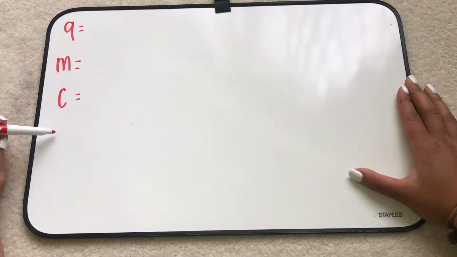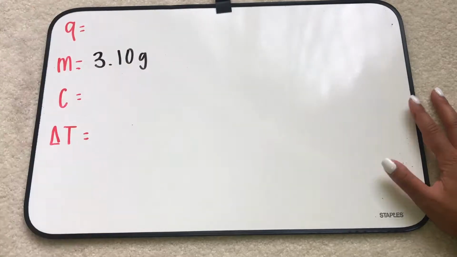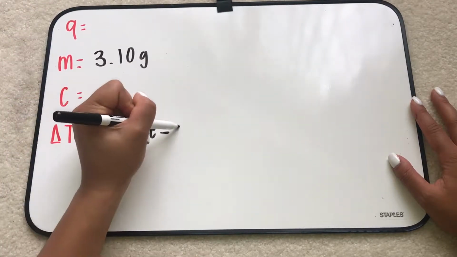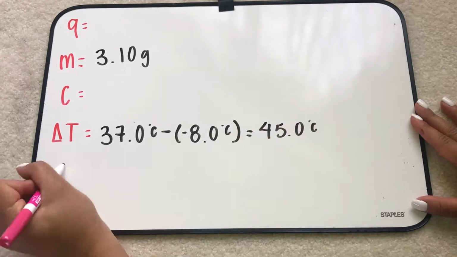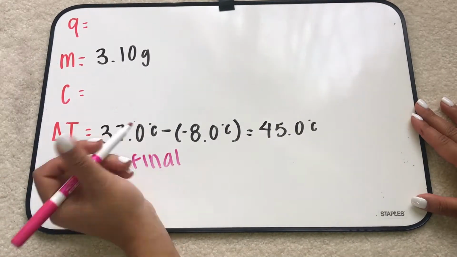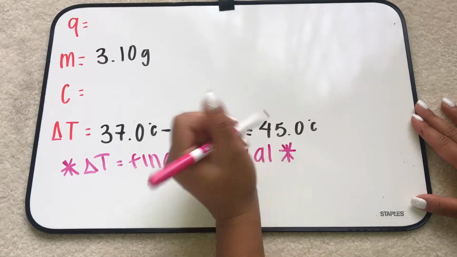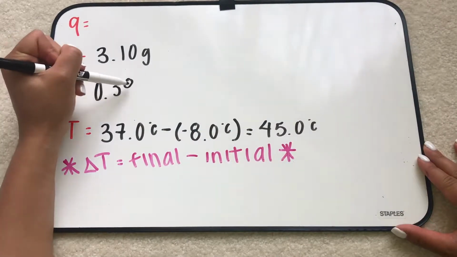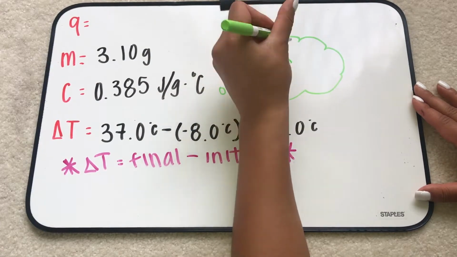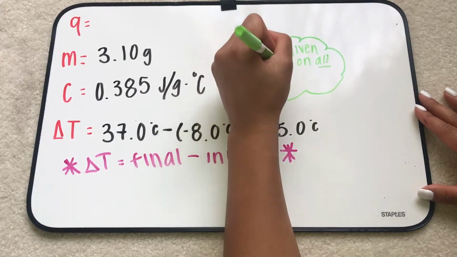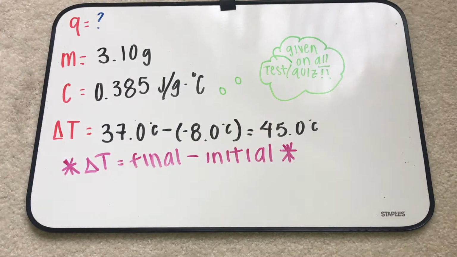In this problem, we are given the mass, 3.10 grams, and the temperature change, delta T, 37 degrees Celsius minus -8 degrees Celsius equals 45 degrees Celsius, using final minus initial temperature. Each substance has its own heat capacity. In this case, the heat capacity of copper is 0.385 joules divided by grams degrees Celsius. These numbers will be given to you on your test.